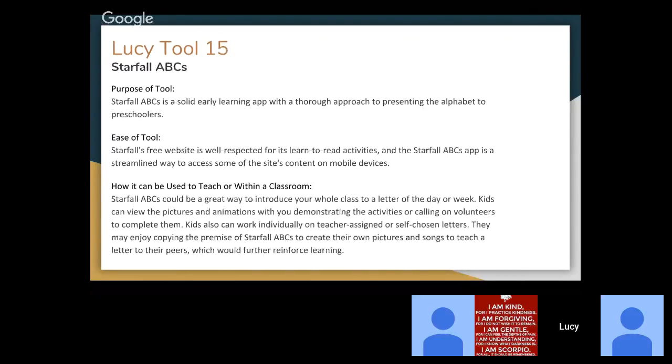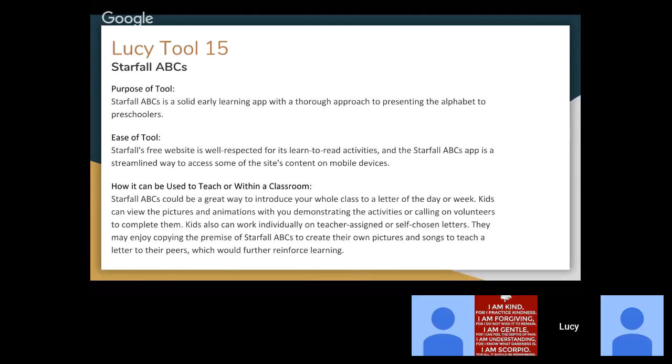My final tool is called Starfall ABCs. Starfall ABCs is a solid early learning app with a thorough approach to presenting the alphabet to preschoolers. But it also works for kindergarten and first grade for those falling a little behind. Starfall's free website is well respected for its learn to read activities, and the app is a streamlined way to access some of the site's content on mobile devices.